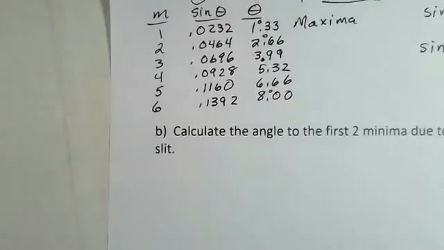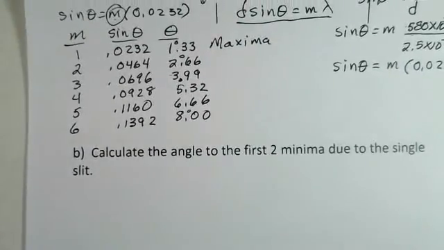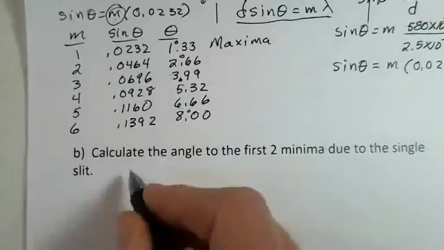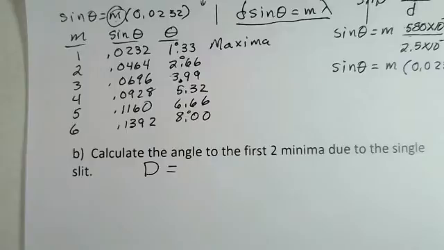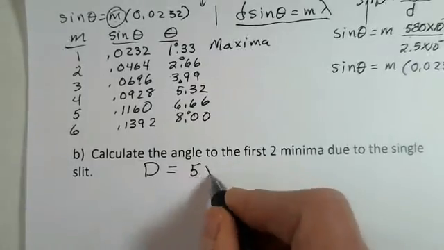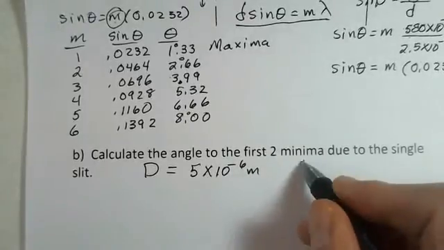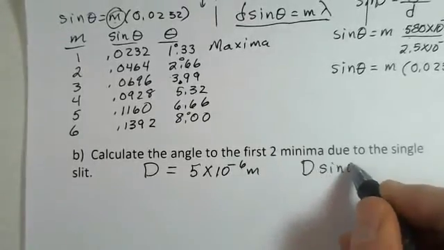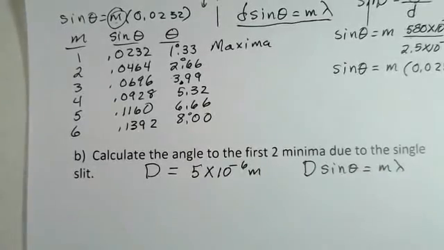Well, now let's switch our point of view, our calculation, to the single slits that are here. We were told the value of the width of the single slit, we'll use capital D for that. That capital D result was 5 times 10 to the minus 6. That's a given number. And we're using D sine theta equals m lambda to locate the minima locations.